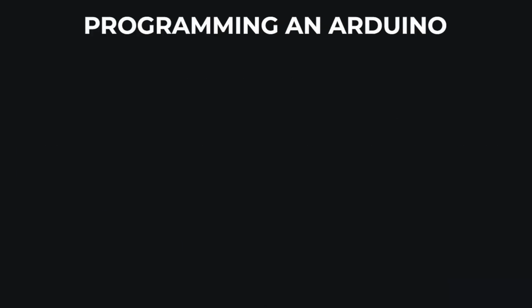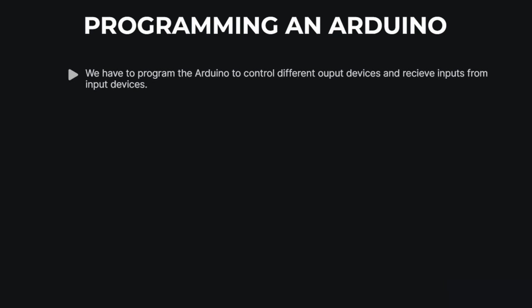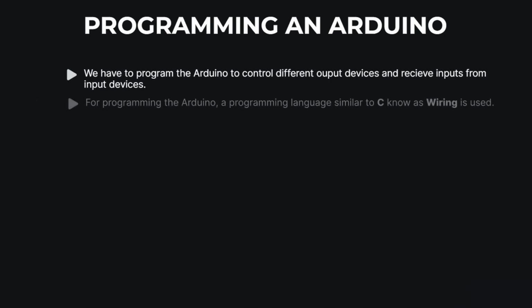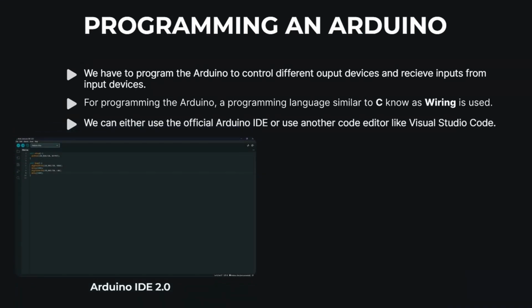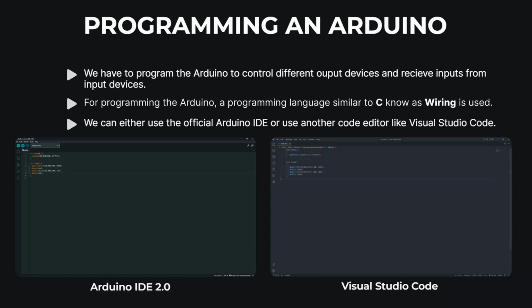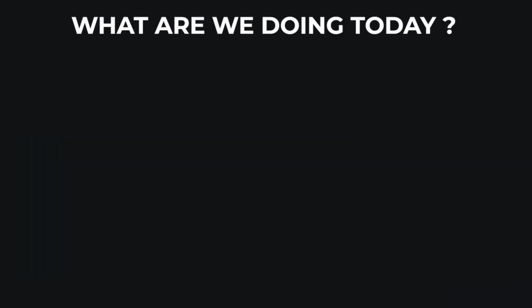Now you must be wondering how you can control different output devices and receive inputs from different input devices. For this, we can program the Arduino to do specific tasks. For programming the Arduino, we use a programming language similar to C known as Wiring. You can either use the official Arduino IDE or use another code editor like Visual Studio Code. Now that you know what an Arduino is, its different parts and how to program it, let me explain to you what I will be showing you today.